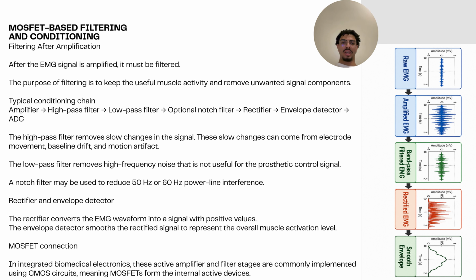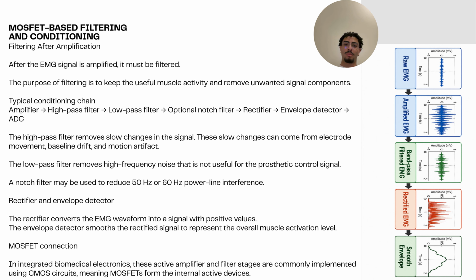So after the amplification process, it is still needed to be filtered. The signal is still not filtered. The purpose of filtering is to keep the useful muscle activity and remove the unwanted signal components. A typical conditioning chain includes an amplifier, high pass filter, low pass filter, an optional notch filter, a rectifier, an envelope detector, and then, of course, the analog to digital converter.